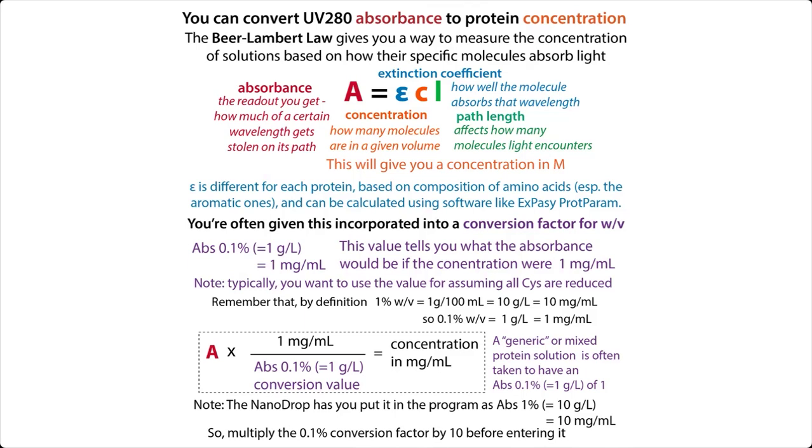Often what you're given is going to be a 0.1% conversion factor. This 0.1%, therefore, would be equal to 1 gram per liter, which is the same as 1 mg per mil. Because there are 1,000 mgs in a gram and 1,000 mils in a liter, you can just multiply those together. And so what you get is that a 0.1% weight volume is going to equal a concentration of 1 mg per mil. The value you're getting is the absorbance that you would read if your solution was 1 mg per mil. So if it gave you a conversion factor of 1, that is saying that if you measured an absorption of 1, your solution would be 1 mg per mil.